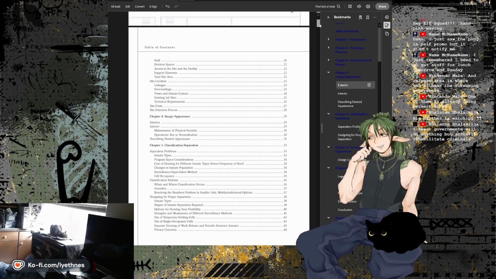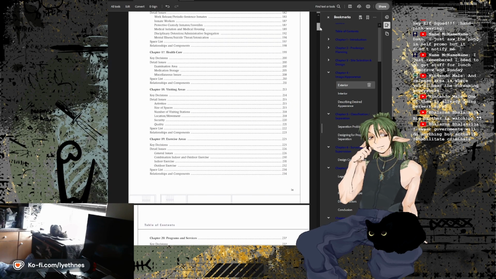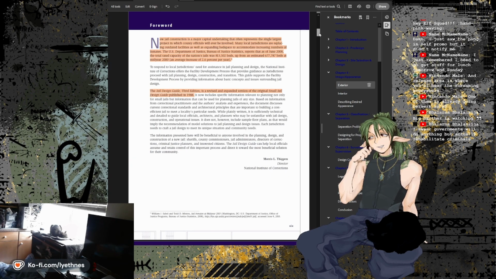I have the 2 other editions, but I figured those do not matter currently. And they kind of talk about the difference between this and the previous editions.